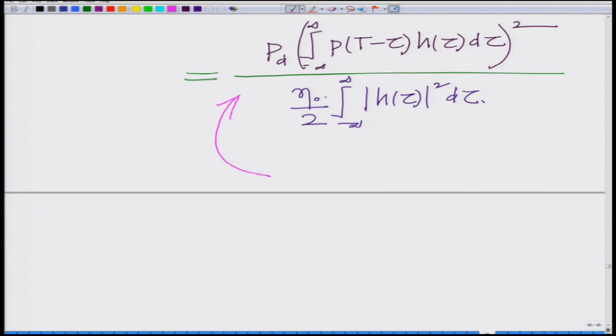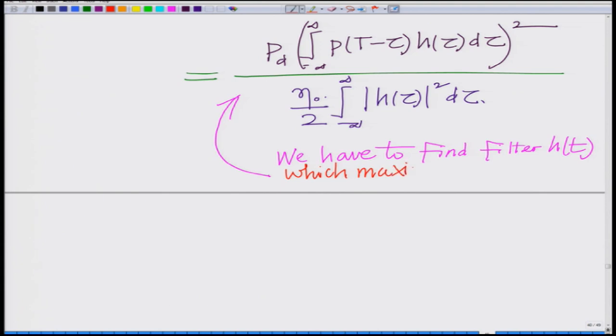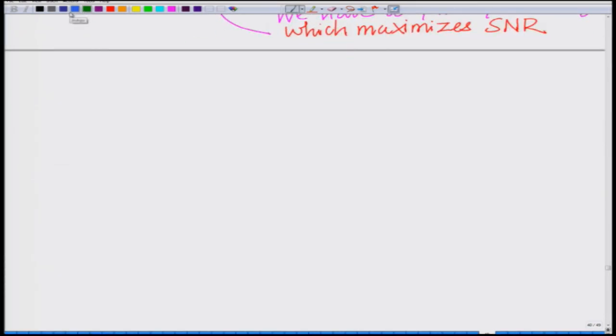Now, we have to find the filter h(t) which maximizes the signal to noise power ratio. For that we will use a property. Our idea is that the SNR is an important metric, and the higher the SNR the better, that is maximum signal power, minimum noise power. So we would like to maximize the signal to noise power ratio.